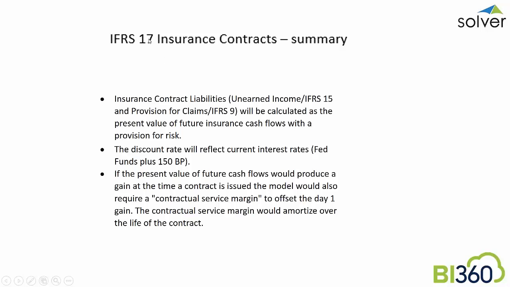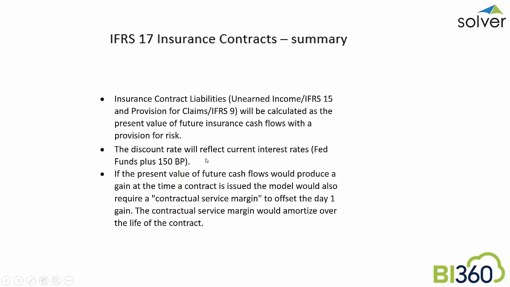Well, before 17 came out, there was a separate pronouncement handling unearned income. Before 17 came out, there was a separate pronouncement handling provisions. 17 just wraps its arms around it a little bit. And then it just simply says track this over time and then bring it into today's dollars, current cash flows, and then provide a provision for risk, interest risk, all that good stuff.